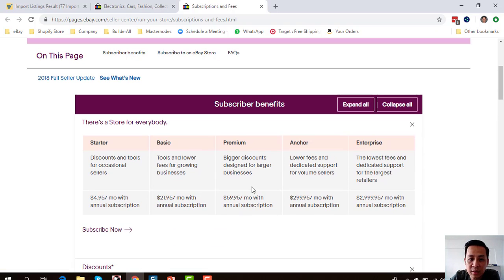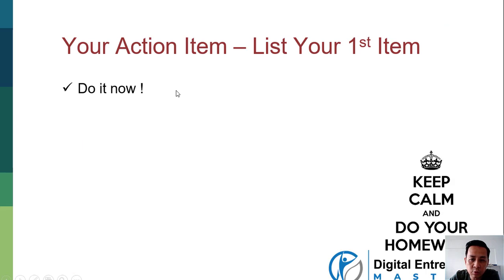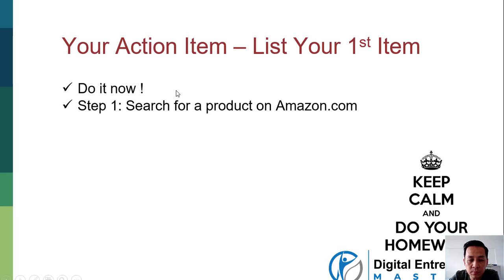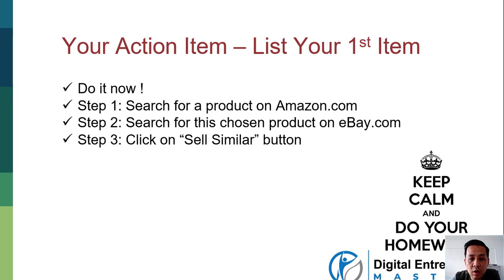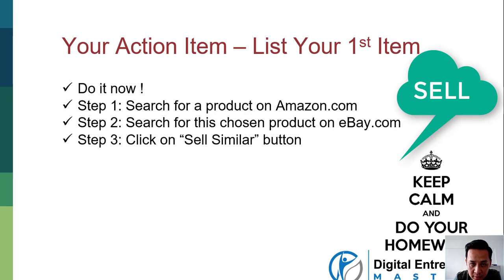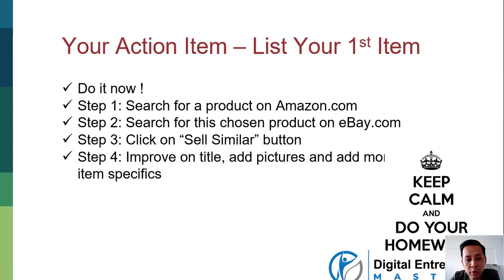Right now, there are some action steps that I need you to take. Your first step is to do it now: set up your eBay store. I also need you to search for products on Amazon and search for the chosen product on eBay.com. You can click on the sell similar button to list this item quickly. Then you can think of how to improve the title, add pictures, or add more item specifics. I'll cover all this in the later part of the module, but for now I need you to do it yourself and try it for yourself.